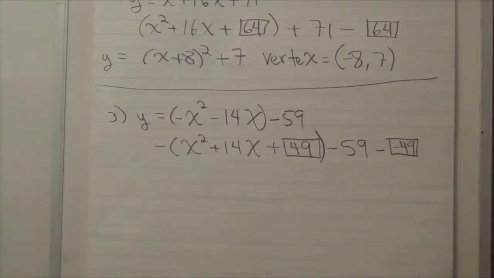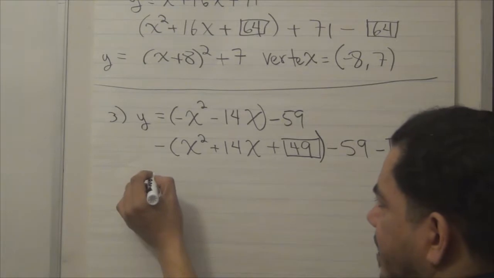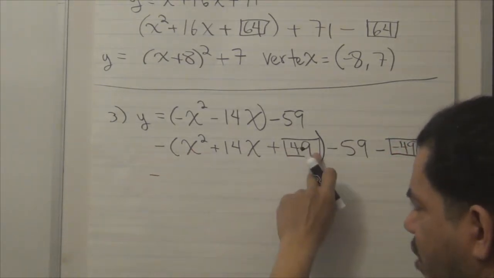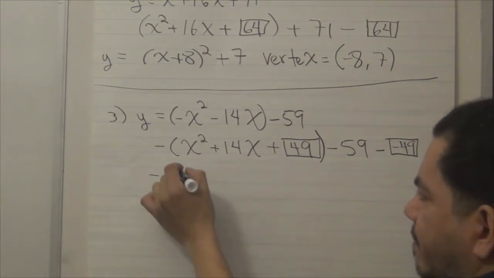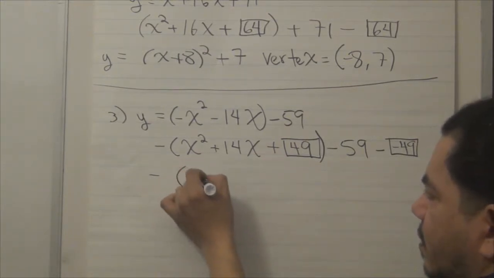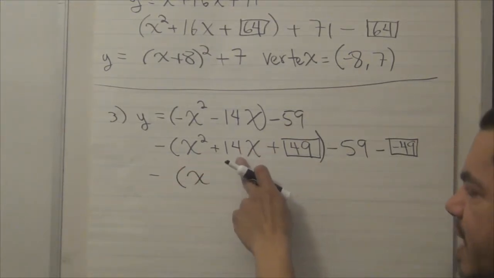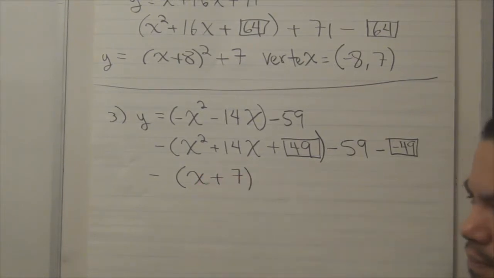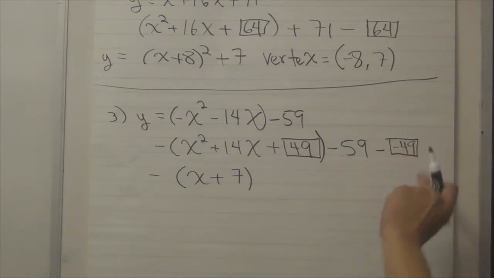Okay. So let's see now. This creates a perfect square trinomial, which can also create a square binomial. So, what was the term that we squared? 7, right? So it's going to be x plus 7. All right? And now, let's see. Negative 59 minus negative 49.